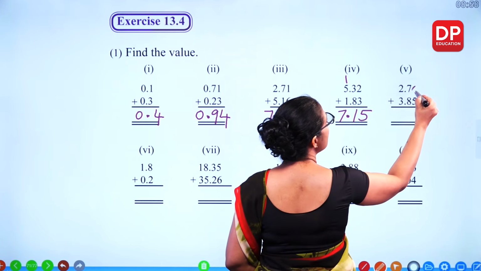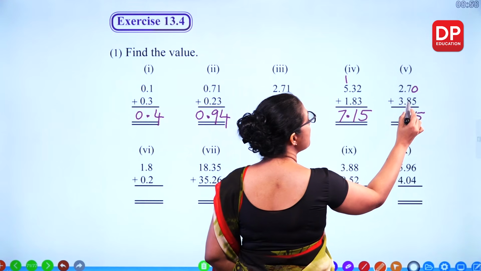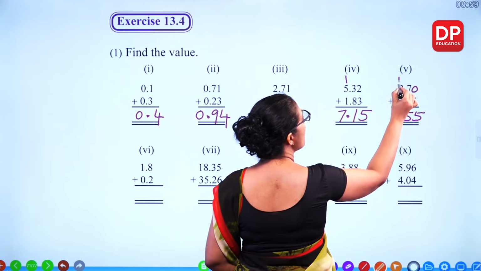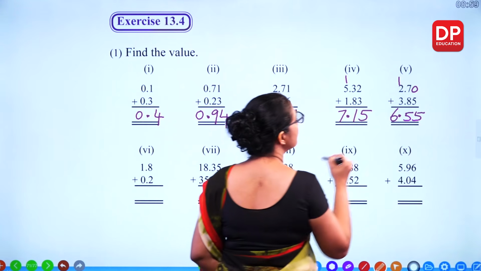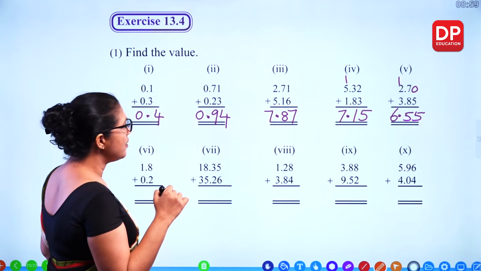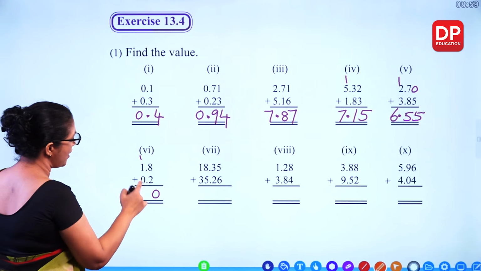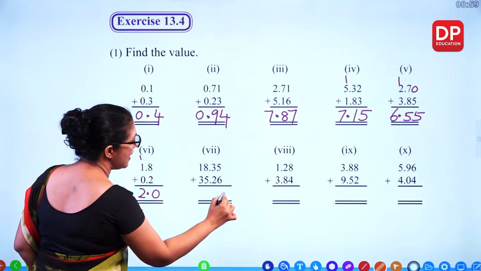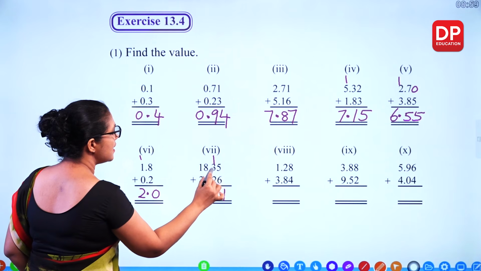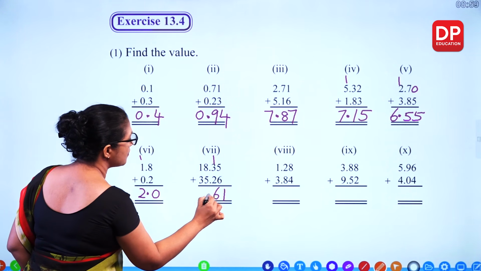5 plus 1, 6. 6 plus 1, 7. Here, nothing there means put 0. 5. 8 plus 7, 15. 1, you take it here. 3 and 3, 6. This one, 8 plus 2, 10. We take 1 there. 1 and 1, 2. 5 plus 6, 11. Take 1 here. 4. 4 plus 2, 6.